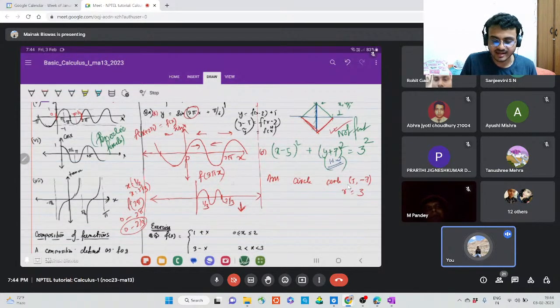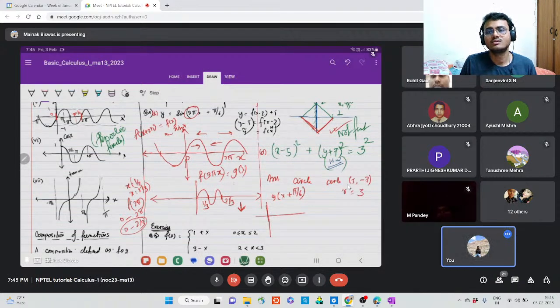And then I recenter. What will I recenter? So this is say g of x. I'll make it g of x plus pi by 6, right? So at 0, it's sine pi by 6. What is sine pi by 6? 30 degrees? 1 by 2. Correct. So half.